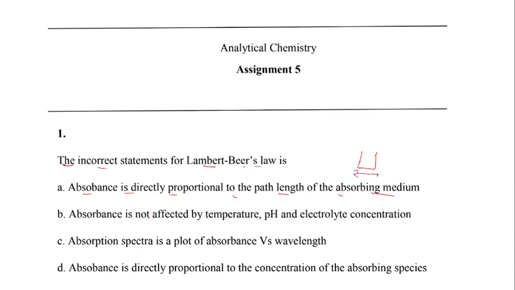So this first statement is correct. Then, absorbance is not affected by temperature, pH and electrolyte concentration. So this is not correct. Then, absorption spectrum is a plot of absorbance versus wavelength. Yes, this is correct. And finally, absorbance is directly proportional to the concentration of the absorbing species. This is also correct. So B will be the right answer to this question.